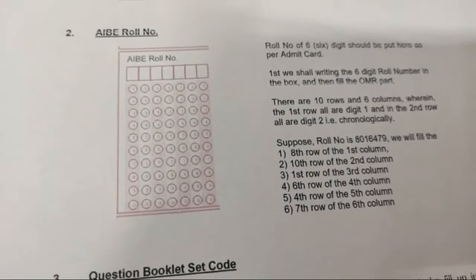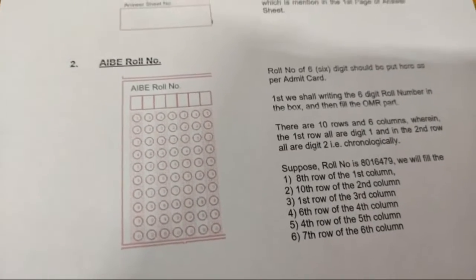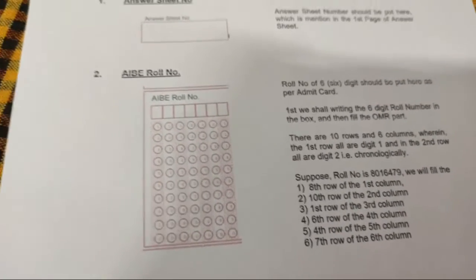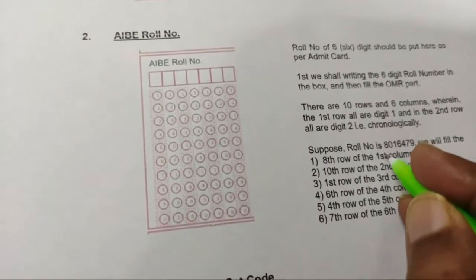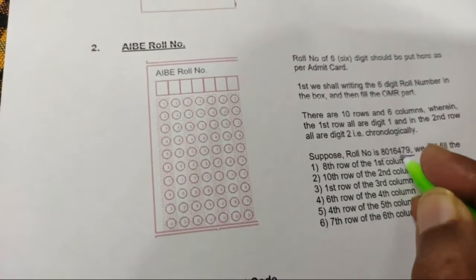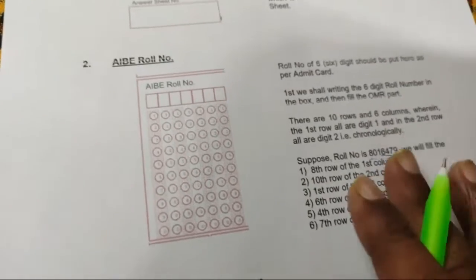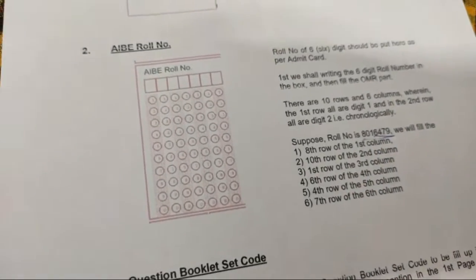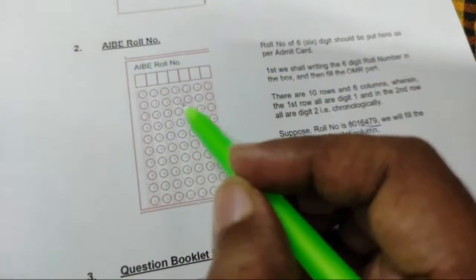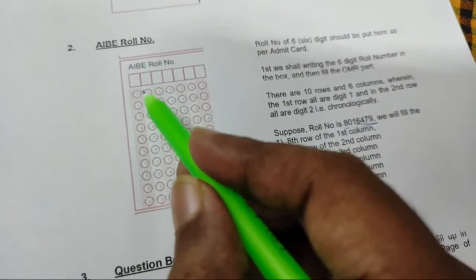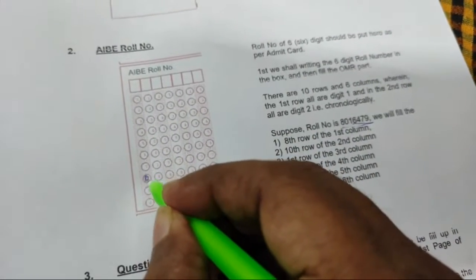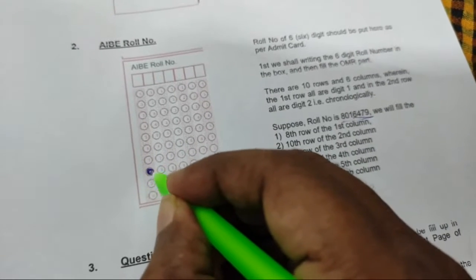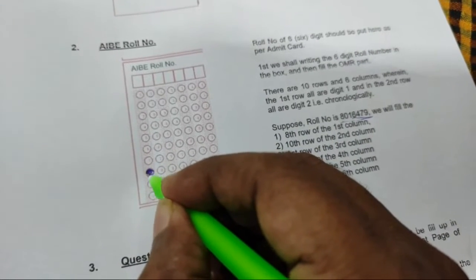Now over here is the AIB roll number. So how you will fill up the AIB roll number? I will show you over here. You can see over here a roll number is mentioned, 80176479. Now how we will fill up 80176479? For example, over here the first letter is 8. So we have to find over here 8. 1, 2, 3, 4, 5, 6, 7, 8. So the first letter is 8. We will have to darken it like this. Darken the circle like this.